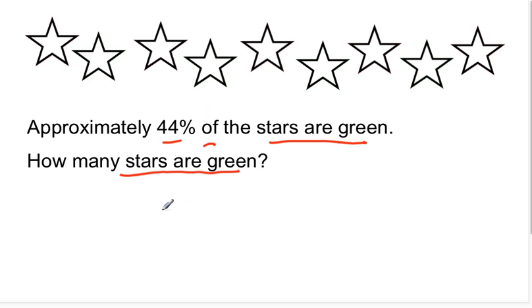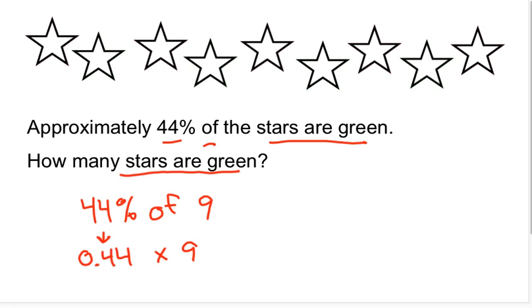Alright, here we go. Now, in this case, what we're going to do is take 44% of the total number of stars. We have 1, 2, 3, 4, 5, 6, 7, 8, 9. So we want 44% of 9. Okay? In other words, we're going to change our 44% into 44 hundredths. And then we are going to multiply it by 9.